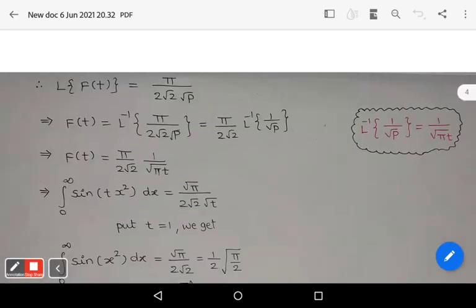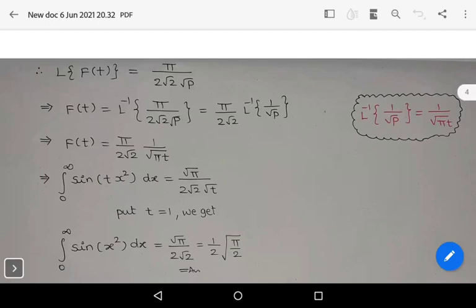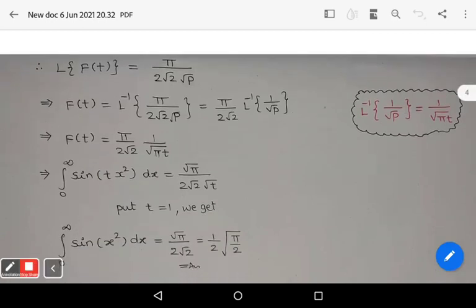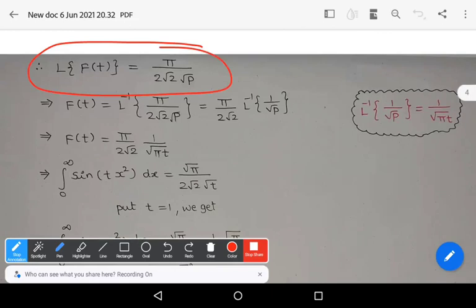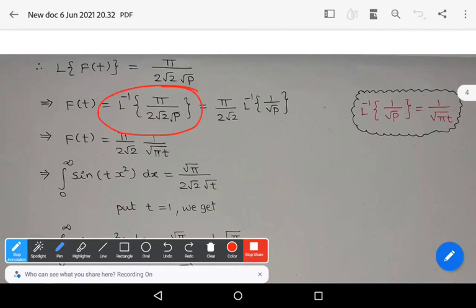Therefore, L of f of t is equal to pi divided by 2 root 2 into root p. What is f of t? Let us shift this Laplace operator to the right side. You get L inverse of pi by 2 root 2 into root p. Pi by 2 root 2 is a constant. So we get pi by 2 root 2 into L inverse of 1 by root p. Observe the formula: L inverse of 1 by root p is equal to 1 by square root of pi t. Practice this formula.